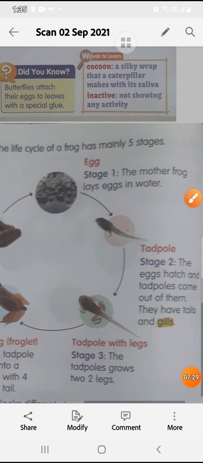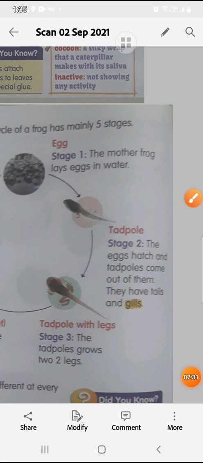Okay, the second stage is tadpole. The eggs hatch and tadpoles come out of them. They have tails and gills. What is the meaning of gills? So students, gills are breathing organs in water animals. Just like we have lungs for breathing, water animals have gills. Okay, not all, but mostly.